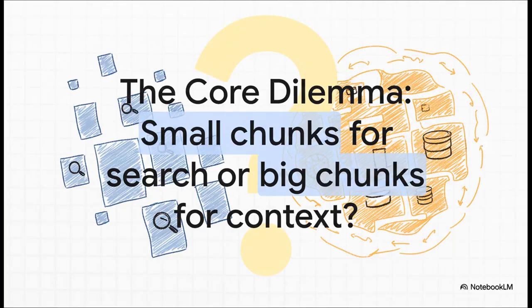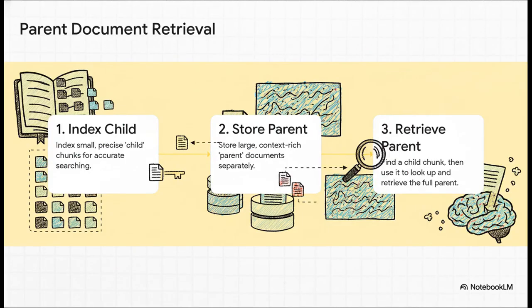Here's the problem. To find the exact right piece of information, you want to search through tiny, specific chunks of text. But for the AI to give you a great, well-thought-out answer, it needs the bigger picture, the full context of a larger paragraph. So you're stuck, right? Do you go for small and precise or big and contextual? Well, turns out we can have it both ways. The solution is a really smart technique called parent document retrieval.